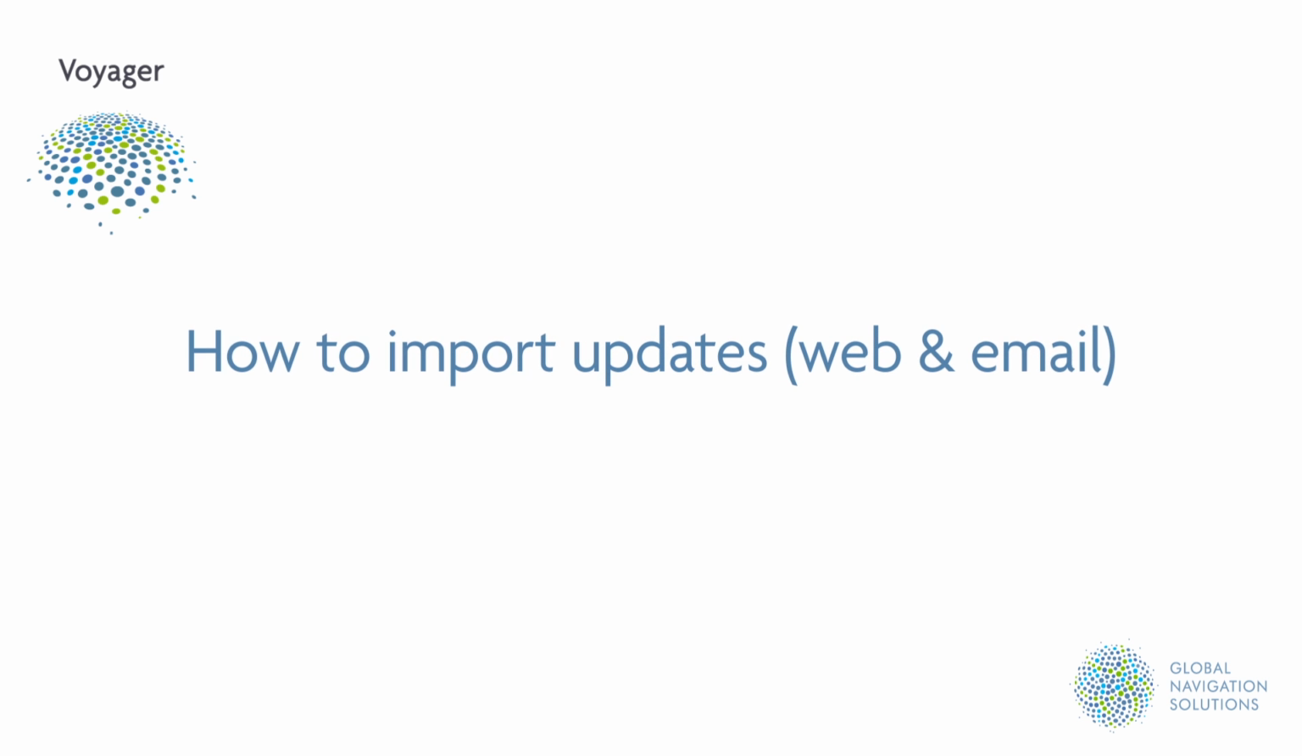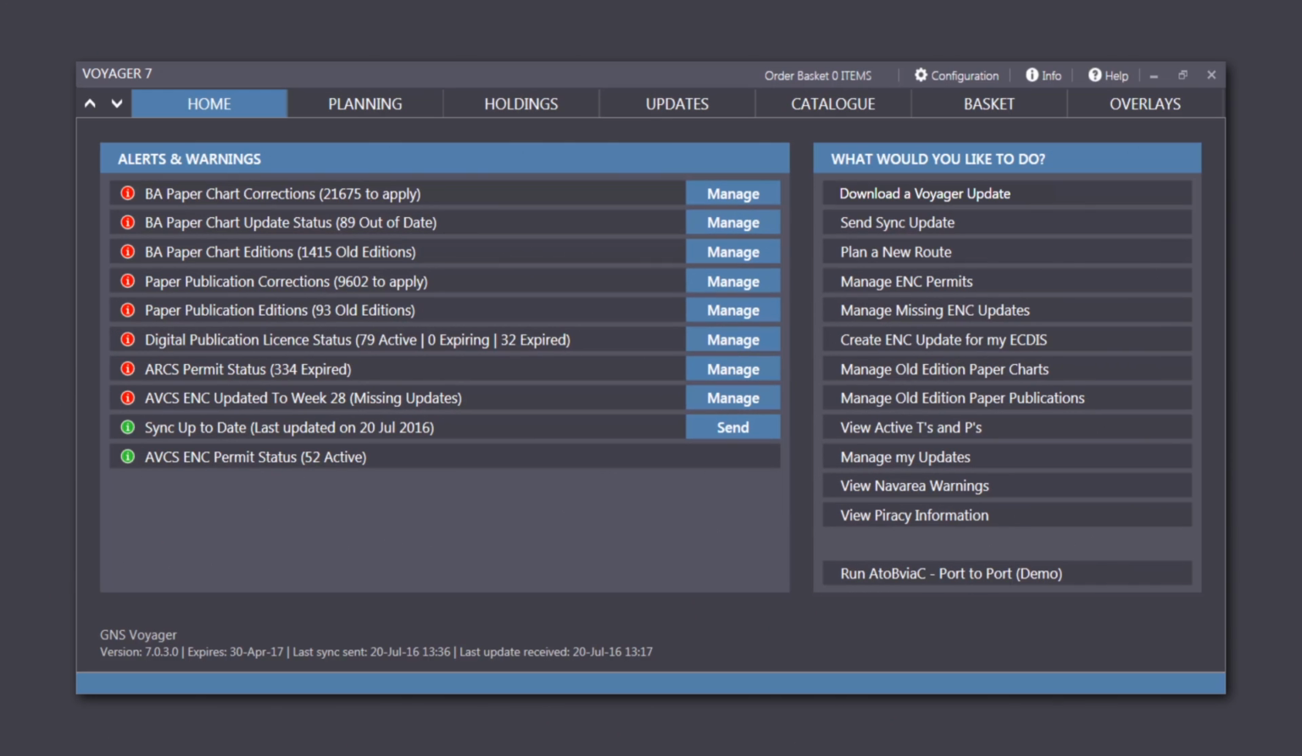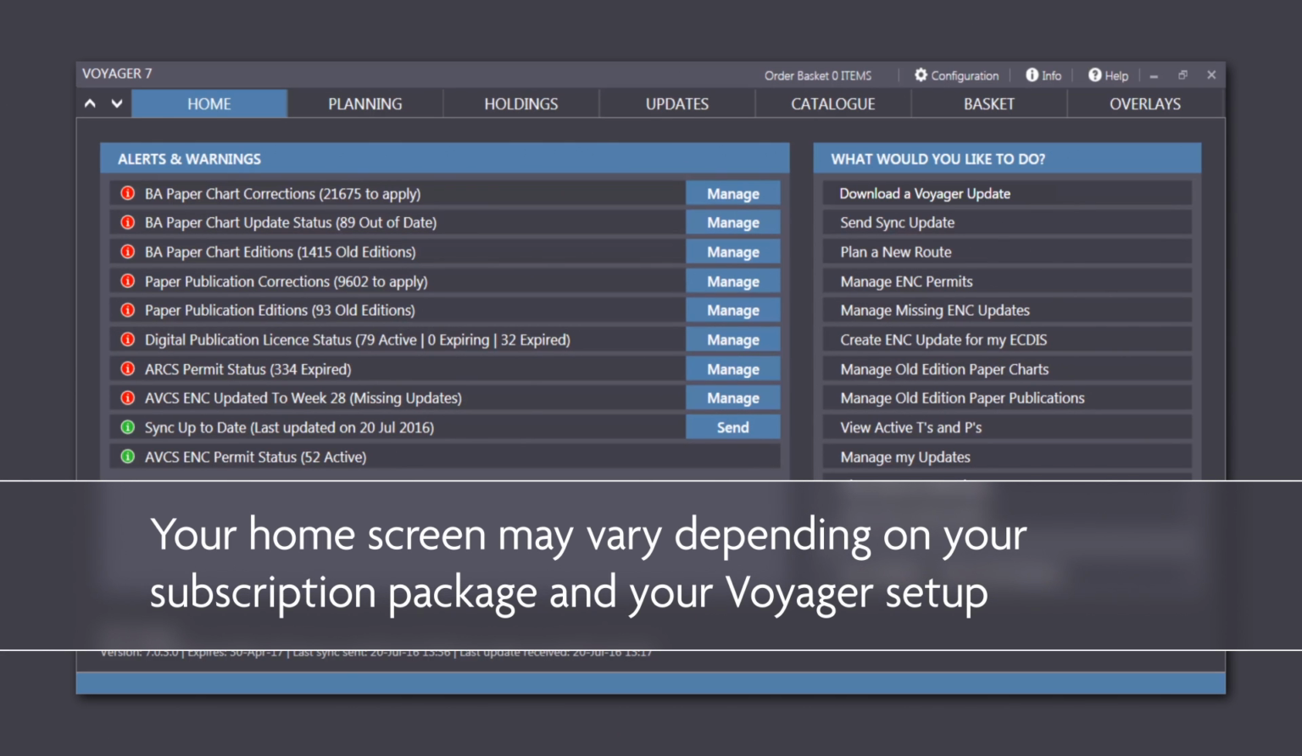Tutorial 8, How to Import Updates via Web and Email. Voyager is updated on a weekly basis, with data being sent to vessels every Monday via email.